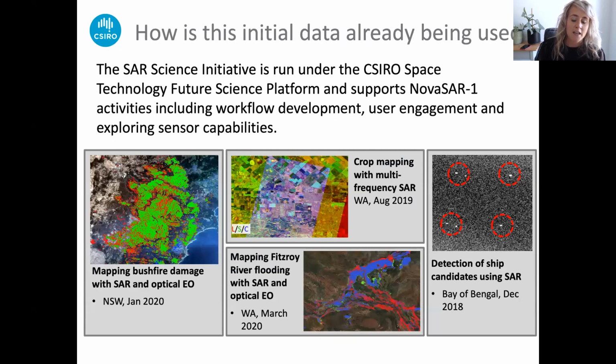So a suite of case study applications provide some initial insights from the data and are to be developed into how-to guides for users. These include mapping bushfire damage with Novasar, looking at crop mapping using multi-frequency SAR over this agricultural region in WA, mapping flooding with SAR and Sentinel-2 data, and also working with the maritime mode to explore how it can be used for the detection of shipping candidates.